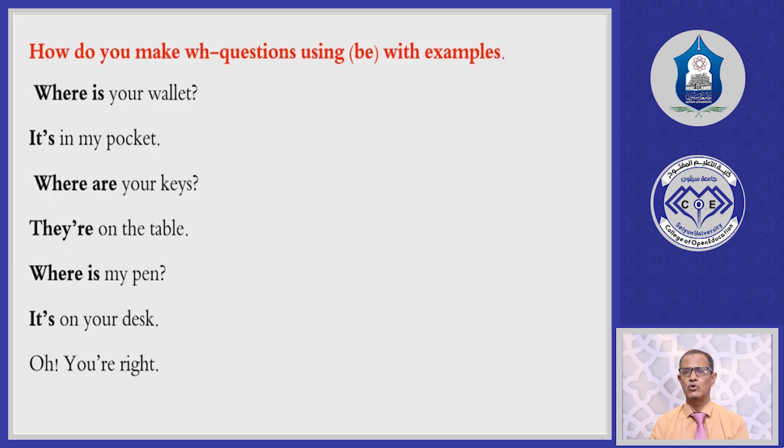Now, how do you make WH questions using verbs to be also? This is a different type of question, because we have yes/no questions, and then we have questions that give information. The first one that we have already explained is a yes/no question. But now, this is a question that gives information. How do you make WH questions using verbs to be? For example, now, you know how to make a question using verbs to be.